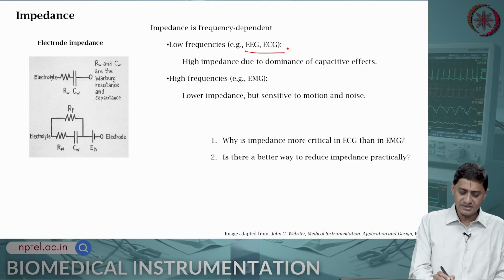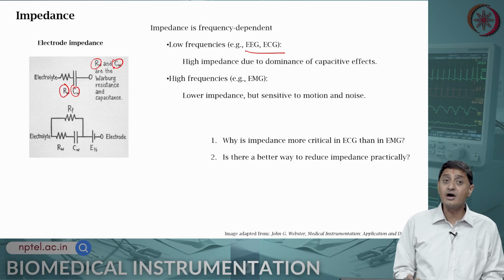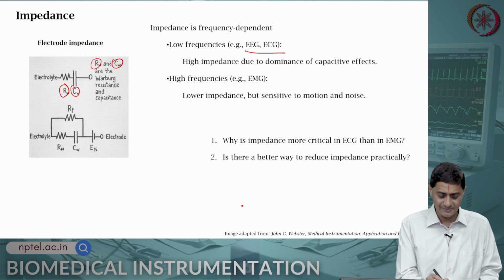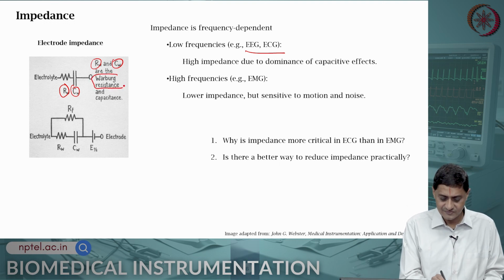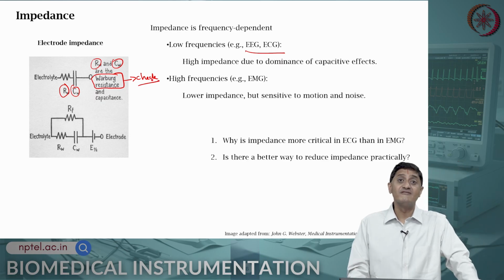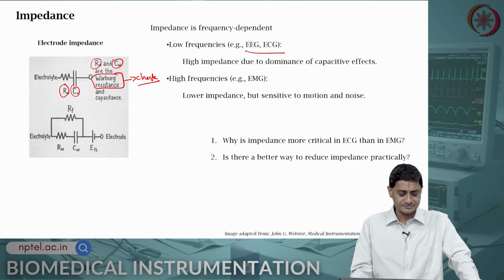So, in the electrolyte, there is a series resistance and a series capacitance. This RW and CW are the Warburg resistance and capacitance. What is this Warburg resistance and capacitance? Check by yourself what this is.